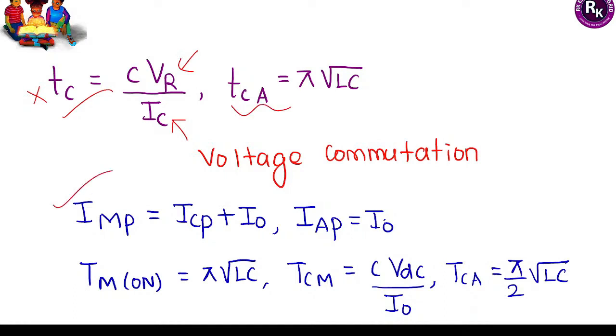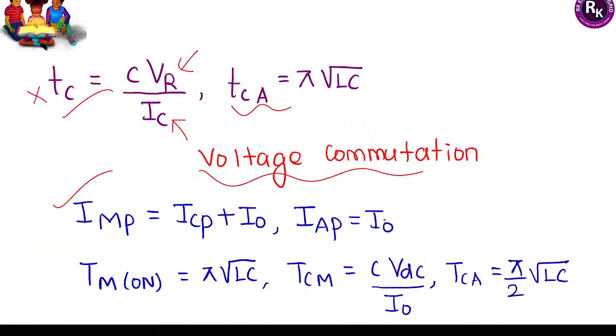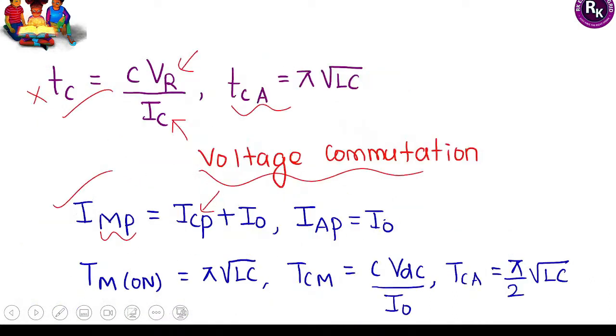This is completed. Next, let us discuss voltage commutation, because the maximum peak current and main thyristor peak current I have already given for current commutation, right? So now let us discuss voltage commutation. In case of voltage commutation, this is the main thyristor peak current. We know this is the capacitor current ICP. Whatever formula I wrote here, you can take the same formula here also. Next, this is the auxiliary thyristor peak current.